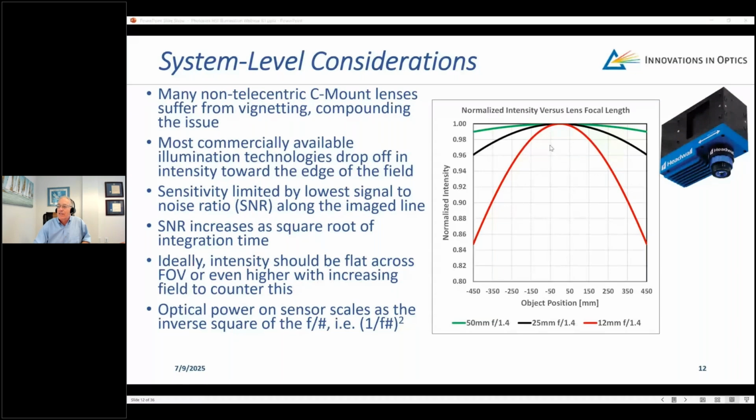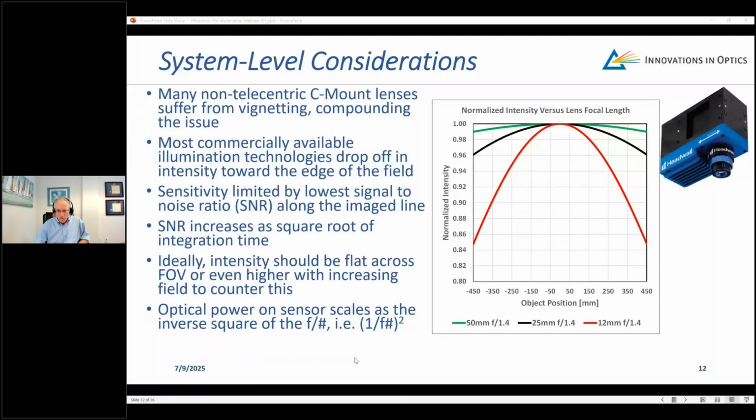And again, it's not just the light at the center of the field, it's the lowest illumination anywhere along the line that's really important in dictating that conveyor belt speed. So ideally, it would be a flatter distribution of intensity along the length of the line, or even increasing towards the outside to mitigate some of this fall off.